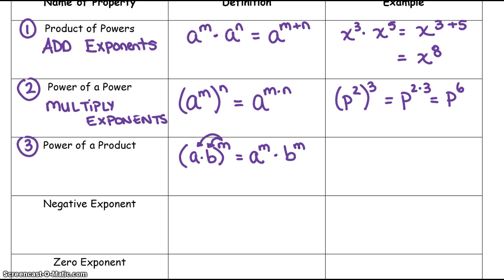An example of this would be if I had j times k raised to the 4th power. What I would want to do and have to do by this property is give the power of 4 to the j, allowing it to be j to the 4th power, and also to the k, allowing it to be k to the 4th power. Since j and k are not the same base, I can't go any further, so I would stop the problem right here. So in problems like these, what we tend to do is distribute the exponent.